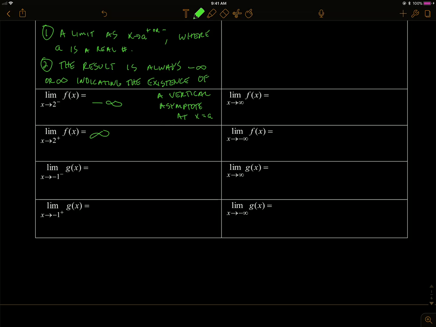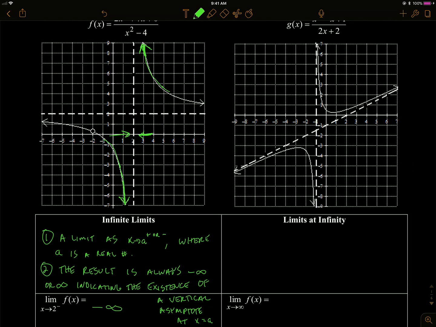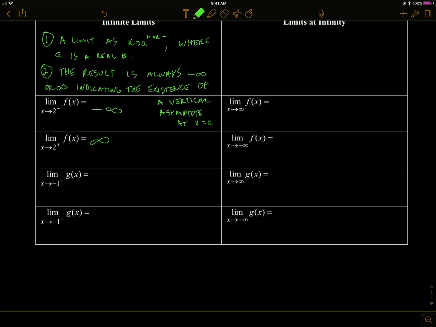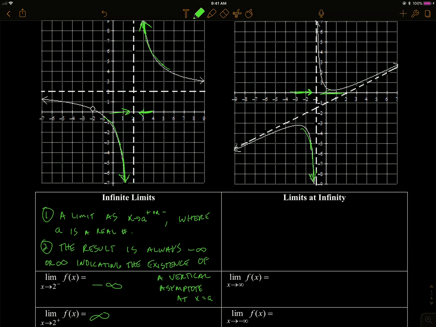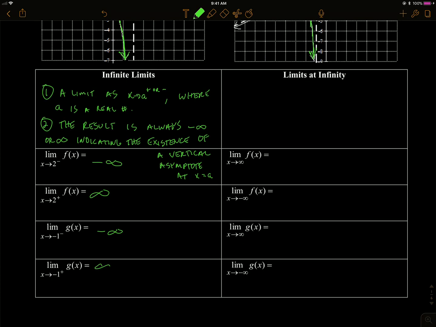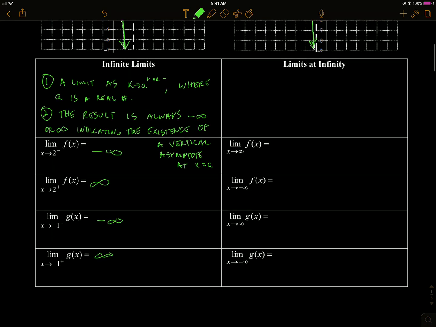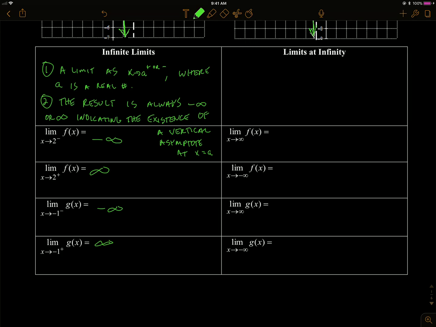Now we're going to look at the other function, -1 from the left. Again, we're approaching that vertical asymptote from the left, and the graph is shooting down to negative infinity. And then we look at -1 as we approach from the right. We're on the graph here shooting up to positive infinity. So those are our limits there. Those are called infinite limits because their answers are either infinity or negative infinity.